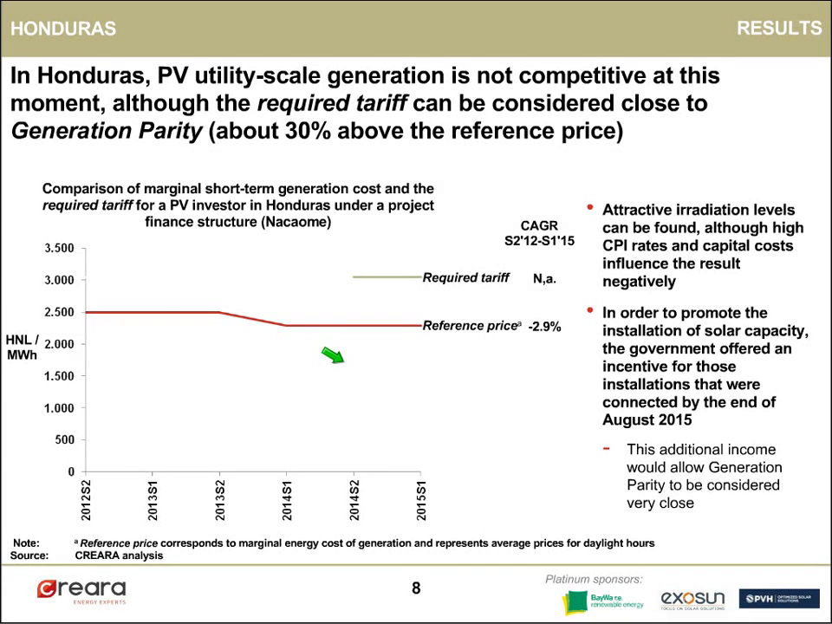The government actually decided to promote solar installations, and for installations that were connected to the grid by the end of August 2015, they offered an additional 3 cents per kilowatt hour incentive that made these installations move very close to generation parity. Here in Honduras, we use the marginal short-term generation cost as a reference price because no spot market exists.